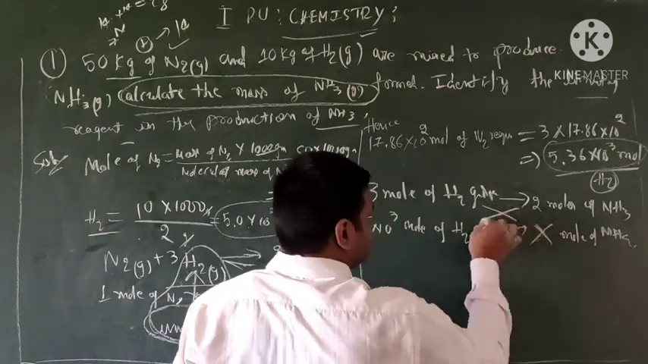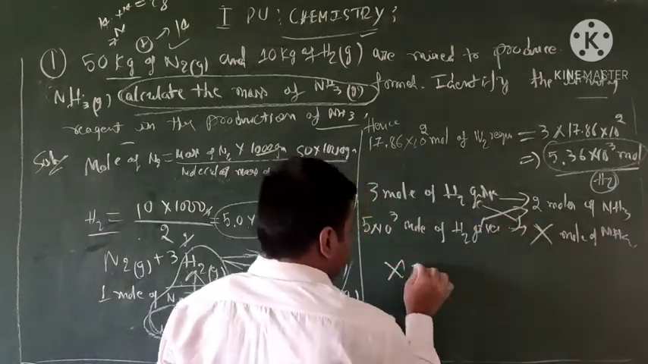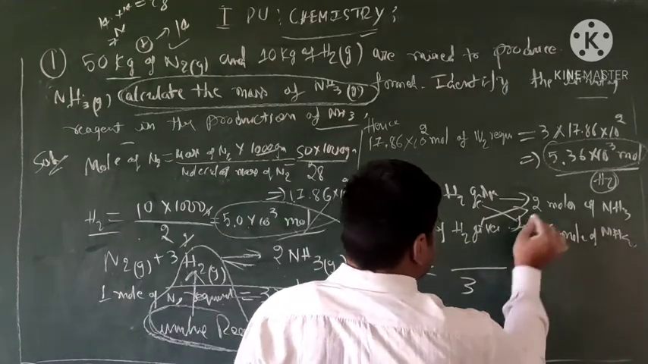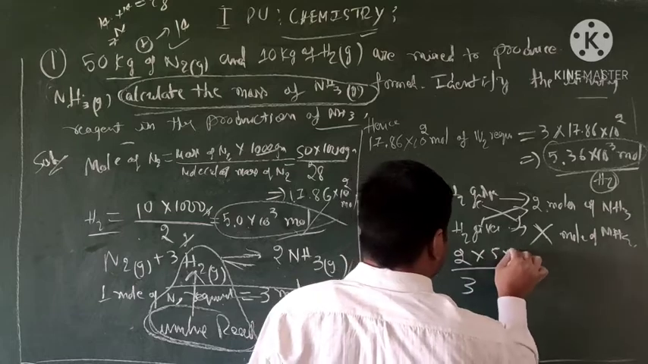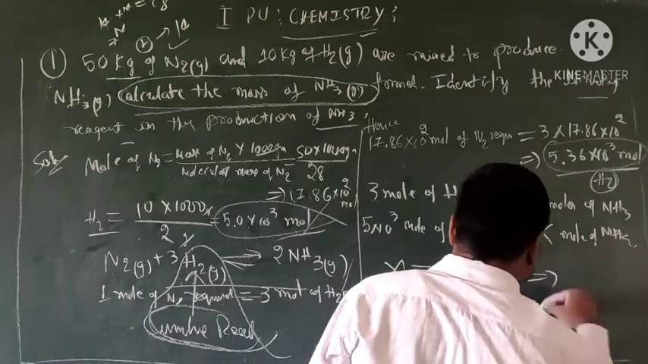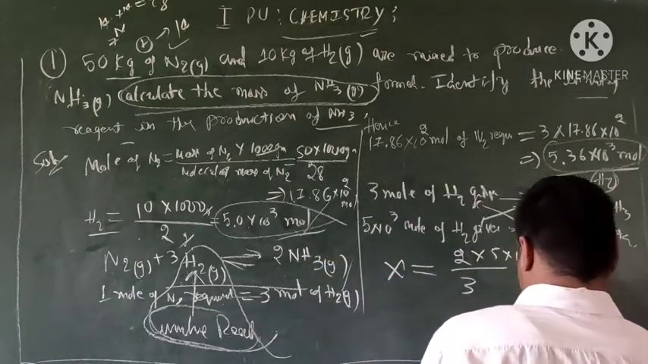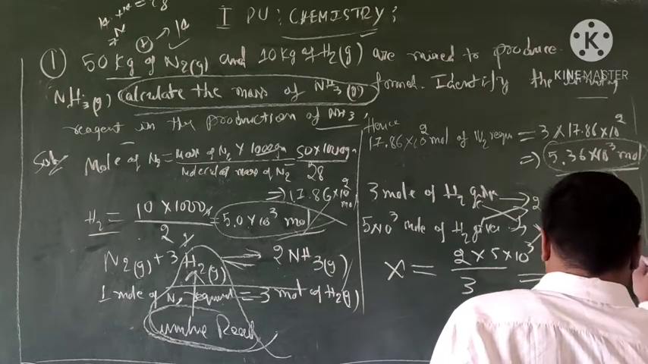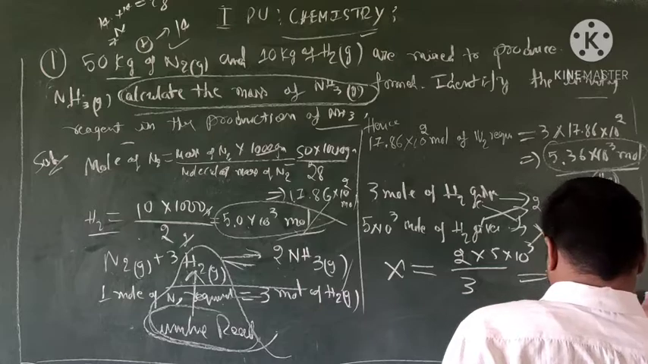So simply cross multiply both sides. X, you get the value, is 3 into 2 into 5 into 10 to the power of 3. How much value do you get? The value is 3.3 into 10 to the power of 3 mole of NH3 molecules.